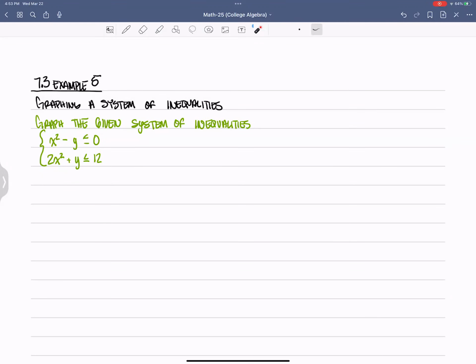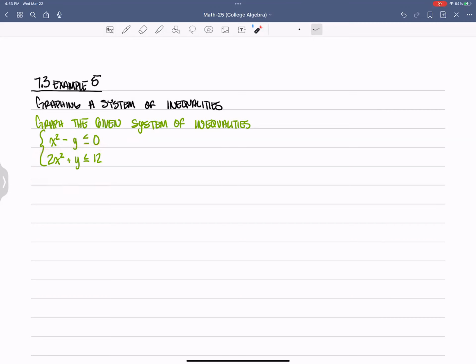7.3, example 5, graphing a system of inequalities. Graph the given system of inequalities. So similarly to the previous problem, we have an equation that we're going to graph. We're going to have shaded regions. We're going to have test points, all of that.